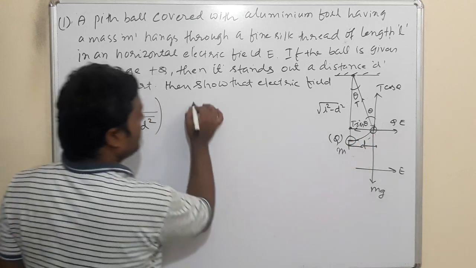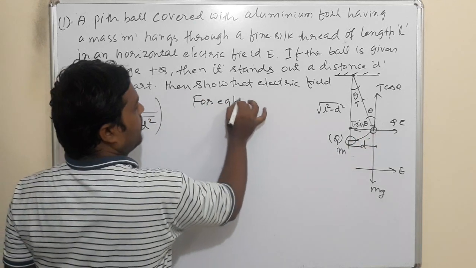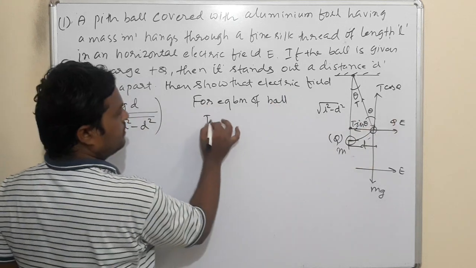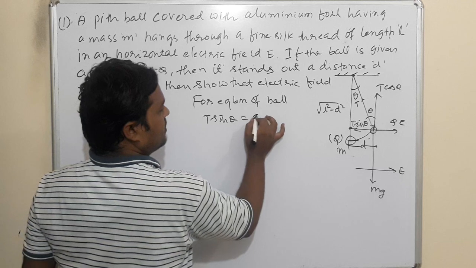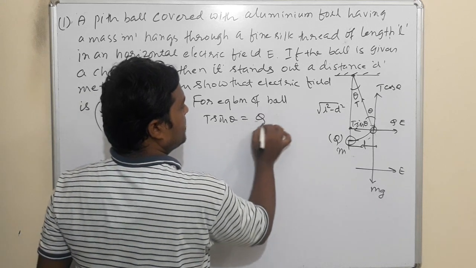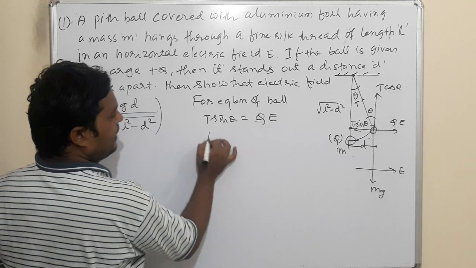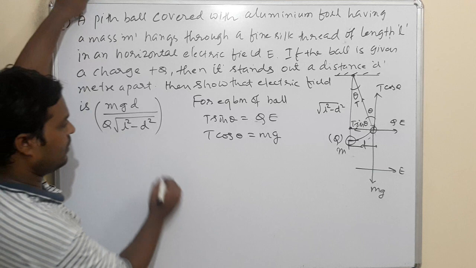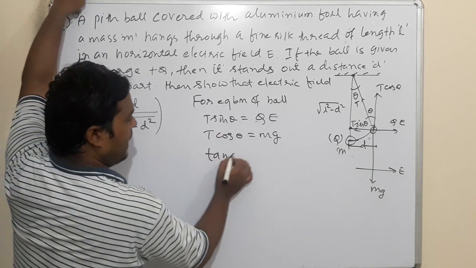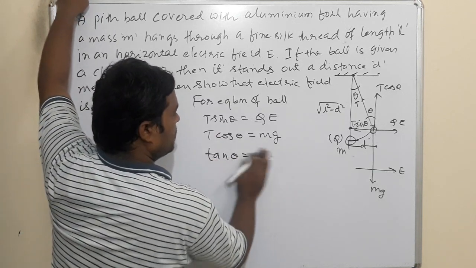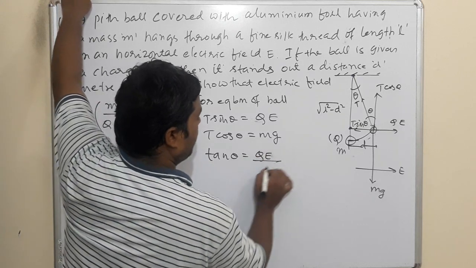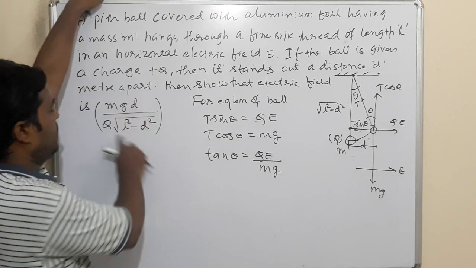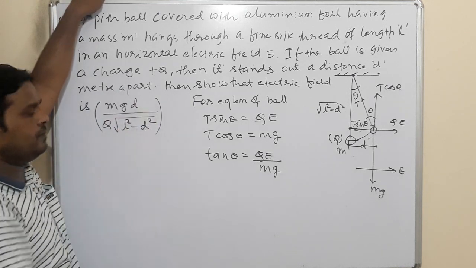For equilibrium of the ball, T sin theta must be equal to QE. This is Q into E. T cos theta must be equal to mg. Then dividing these two, what will we get? Tan theta is equal to QE by mg. Can you calculate tan theta geometrically? Because we want the answer in terms of L and D.